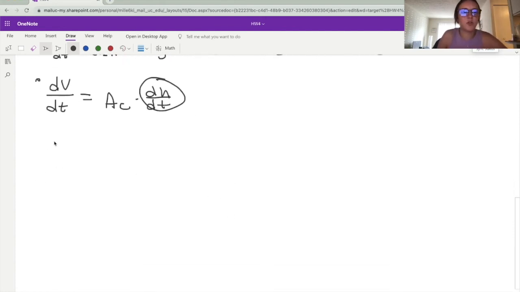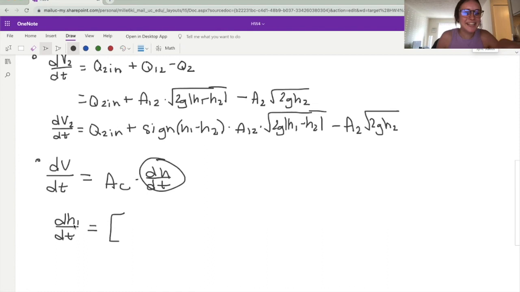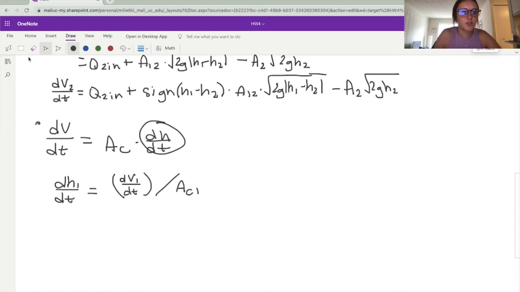And so what we can do is write this as dH1 over dt is going to be equal to dV1 over dt, all of that divided by the cross-sectional area of 1. And that will be the same for the second one. So we can put in the equation that we found for dV1 over dt.